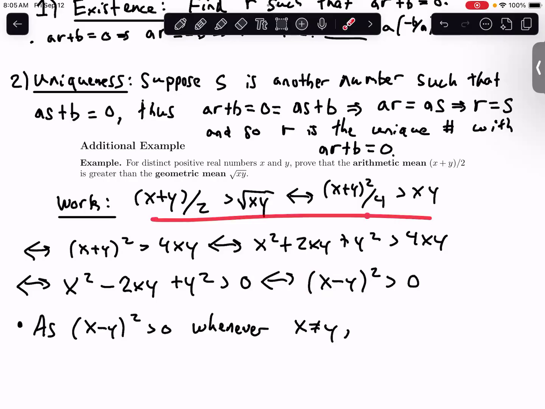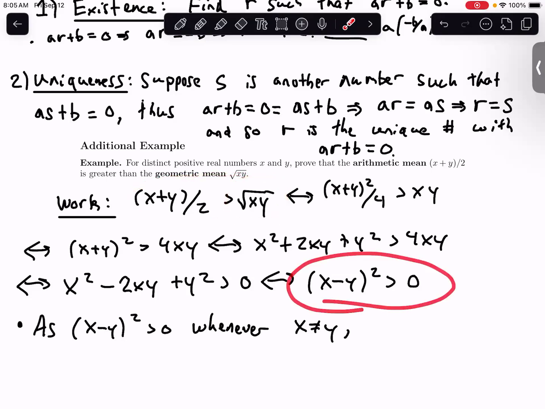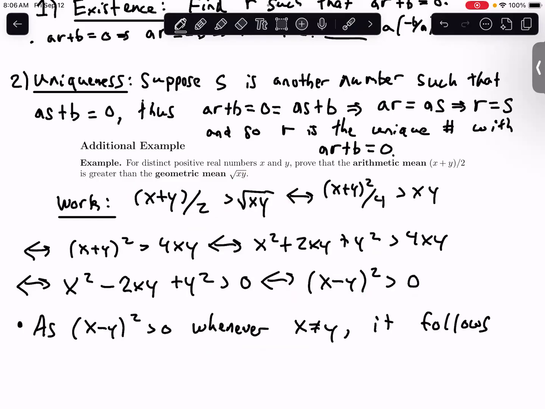Remember, when we were going through these steps, all these arrows are biconditional, they're if and only if, right? So we were able to show that this (x plus y) over 2 is greater than the square root of xy holds if and only if this holds. And we know that this always holds. So it has to be that the initial inequality always holds as well, right? So as (x minus y) squared is greater than 0 whenever x is not equal to y, it follows that (x plus y) over 2 is greater than the square root of xy.